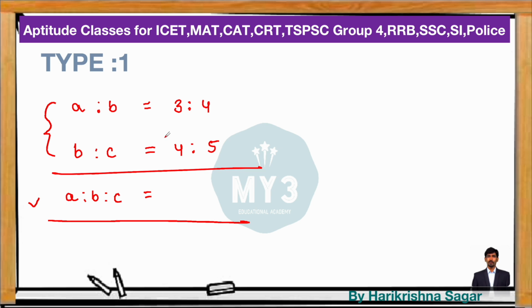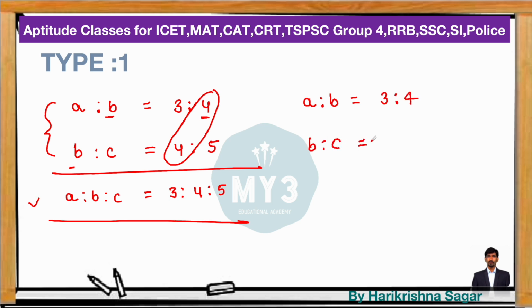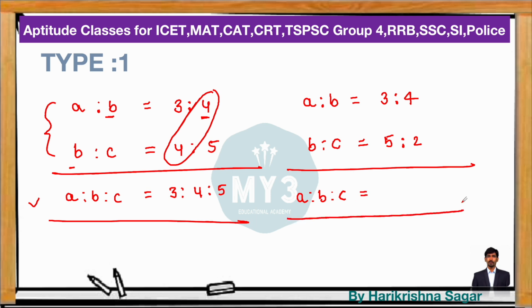Here definitely it is not a challenging question. Everyone can comfortably say that A is to B is to C is going to be 3 is to 4 is to 5, because the common term B is the same here. So now let's look at another question. A is to B is given as 3 is to 4 and B is to C is given as 5 is to 2. Then they are asking you to find the ratio of A is to B is to C. It is a similar question like the previous, but the only change is that the common term B is different in these two.